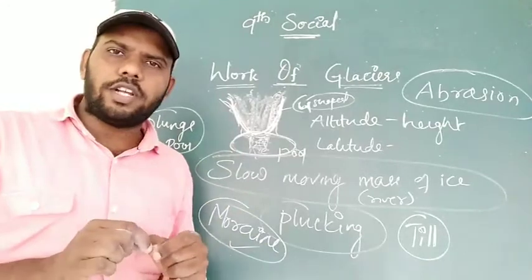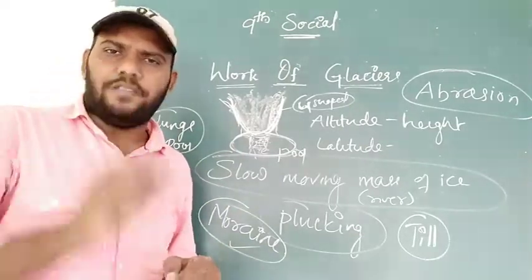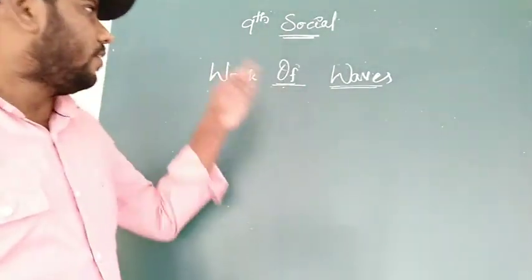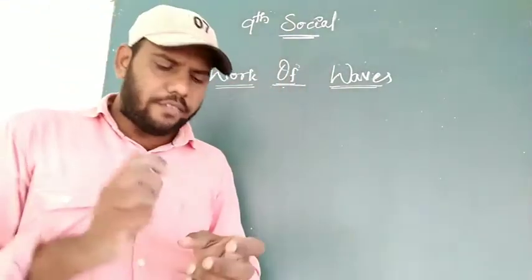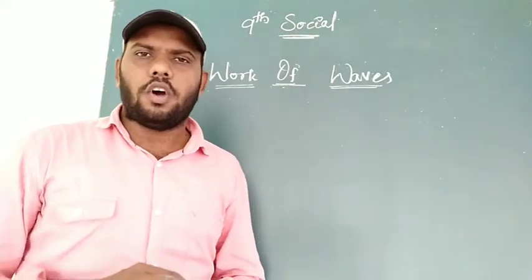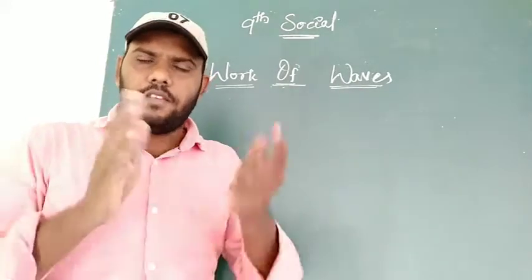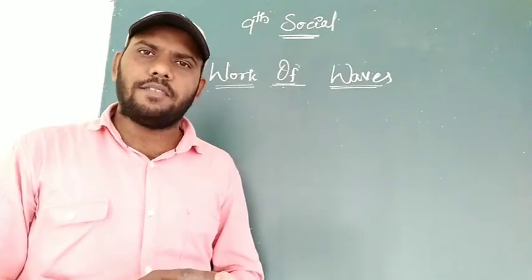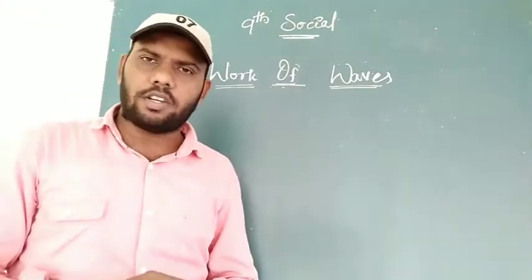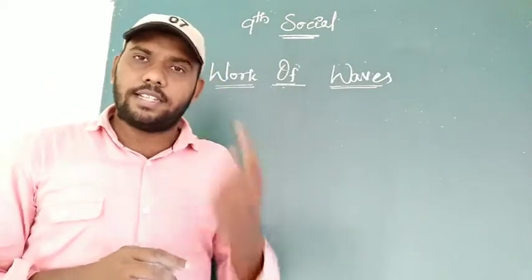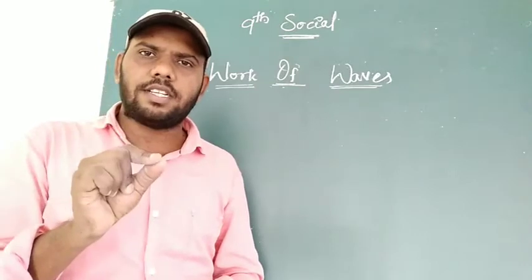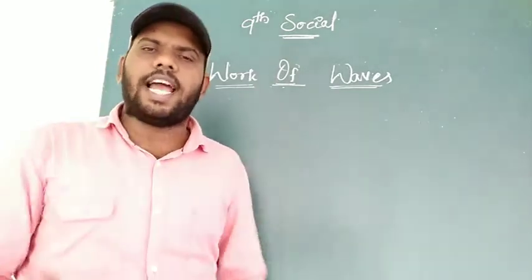Now we are going to understand the work of the waves. Okay, children, let's start. Waves, where can we find them? Yes, of course, over the ocean or the sea we can find the waves. The waves have another name, tides. There are low tides and high tides also. So we know that the erosion and deposition by the waves create coastal landforms.